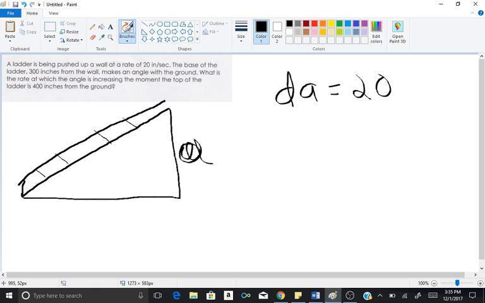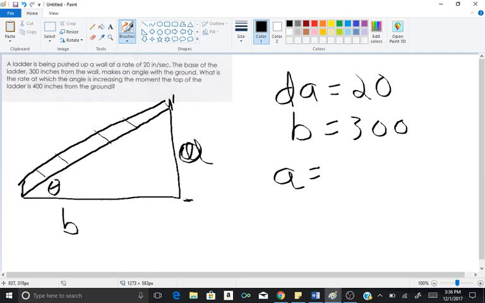All right. The base of the ladder, which is 300 inches from the wall. So we know that's B, and we know that B is 300. Okay. What is the rate at which the angle is increasing? So there's our angle. We're going to use theta, right? What is the rate at which the angle is increasing the moment the top of the ladder is 400 inches from the ground? So when the top of the ladder, right here, is 400 inches from the ground, A, which represents the distance from the ladder to the ground, A is 400, all right?